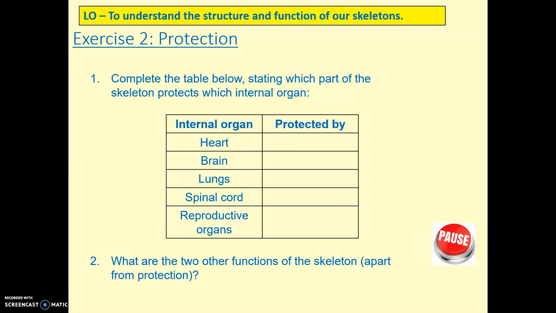Okay, so we've briefly overviewed the 3 functions of a skeleton. For exercise 2, you'll need to draw in this table. For question 1, you'll need to draw in this table and complete the table by stating which part of the skeleton protects which internal organ. So the internal organs here, what bones or part of the skeletal system are they protected by?